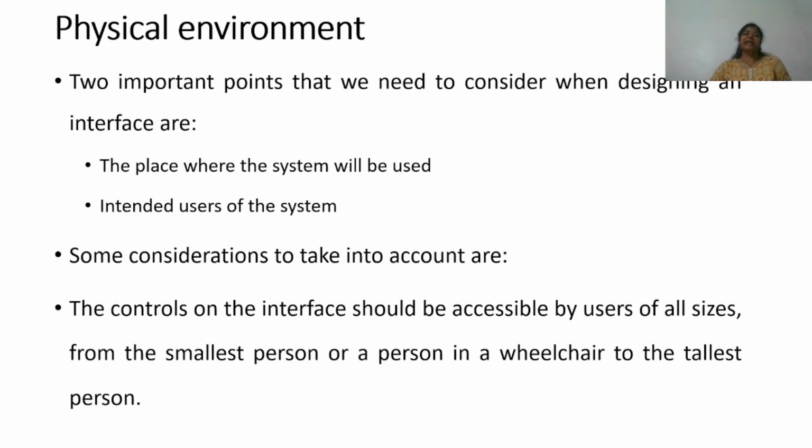Now next comes the thought about the physical environment. When you are considering the physical environment, there are two important parameters you need to consider when designing an interface. It will be the place where the system will be used and the intended users for that particular system. Some considerations you have to take into account: the controls on the interface should be accessible by users of all sizes, from the smallest person to the tallest person, and it can be a disabled person also, and it can be the fittest one as well.